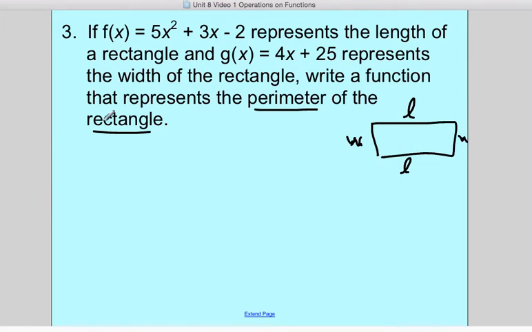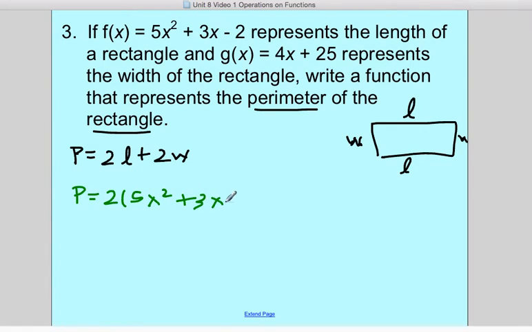So really, perimeter is equal to 2 times the length plus 2 times the width. So let's go ahead and write it that way. Perimeter, 2 times my length, f of x. So 5x squared plus 3x minus 2 plus 2 times the width, which is 4x plus 25. We would distribute the 2 to everything.